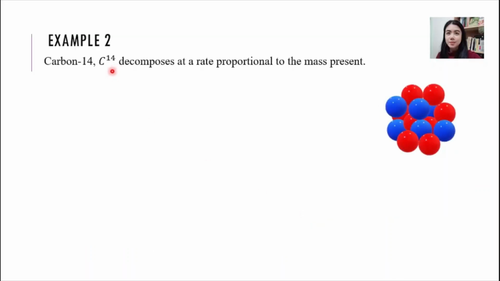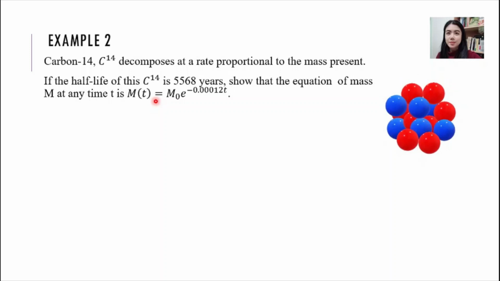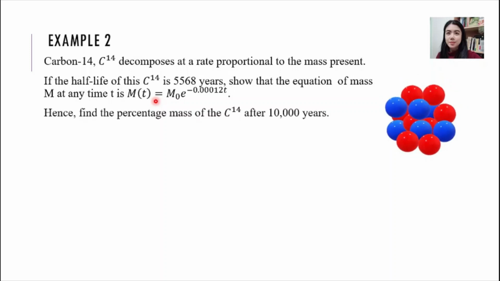So carbon-14 or C14 decomposes at a rate proportional to the mass present. So if the half-life of this C14 is 5,568 years, show that the equation of mass at any time is this one. Then hence find the percentage mass of the C14 after 10,000 years. Okay, first of all, let's just extract the information from this example 2.